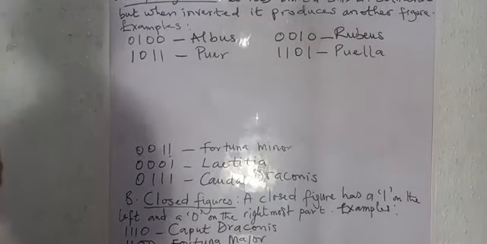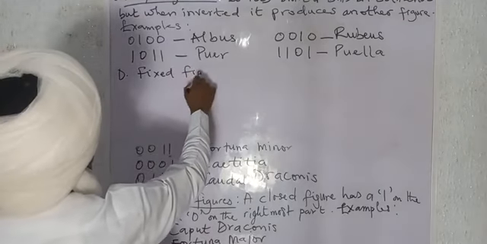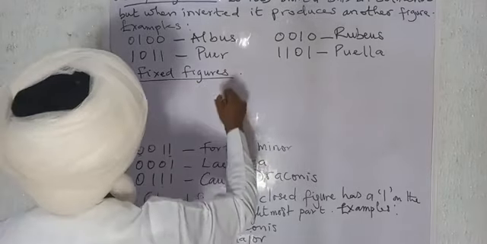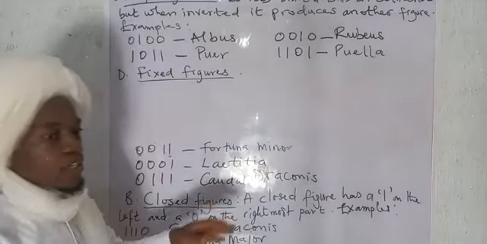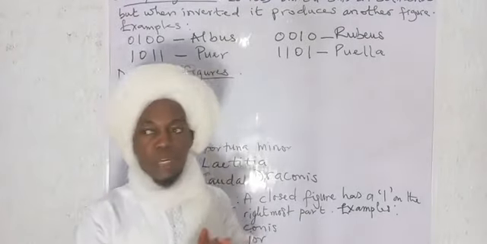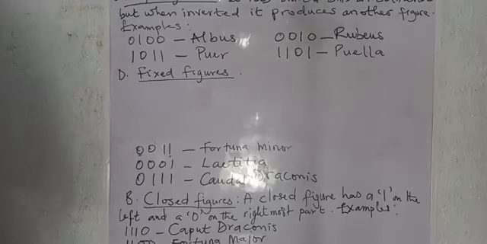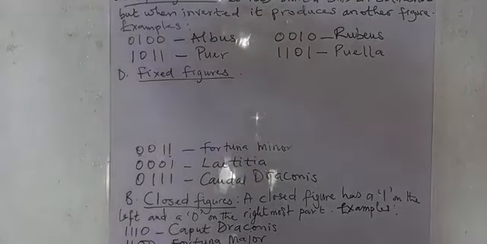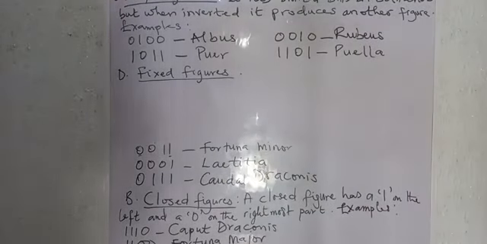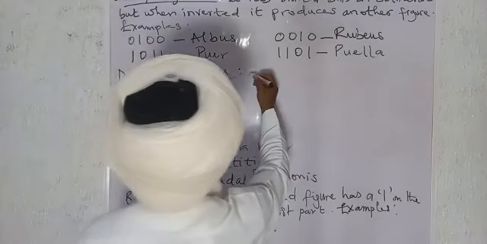Now lastly, the fixed figures. The definition of a fixed figure is similar bits on both ends, but when inverted, it remains the same. So it is a constant figure when inverted. It doesn't change. If you invert it a million times, it will never give you another figure. It remains constant when inverted. So that is a fixed figure.